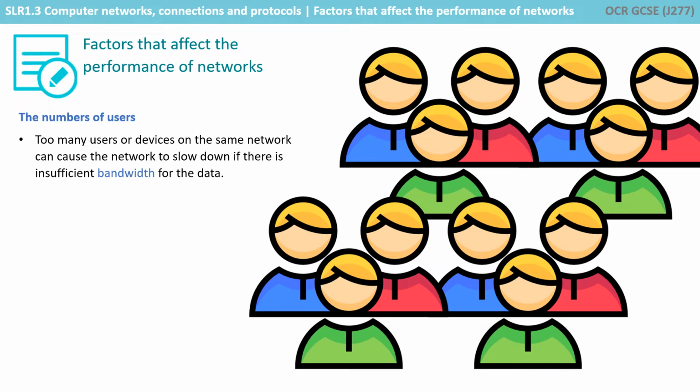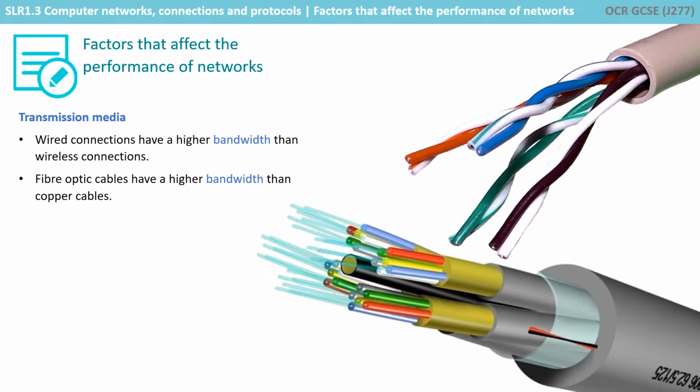Another factor is the number of users. Too many users or devices on the same network can cause the network to slow down if there is insufficient bandwidth for the data. Another factor is transmission media. Wired connections have a higher bandwidth than wireless connections. Fibre optic cables have a higher bandwidth than copper cables.